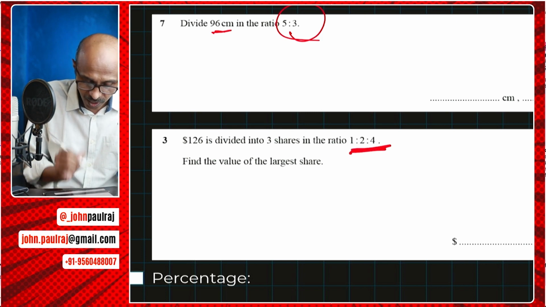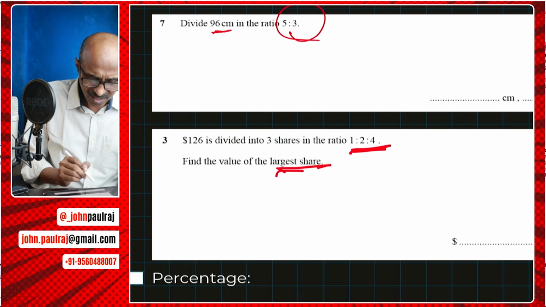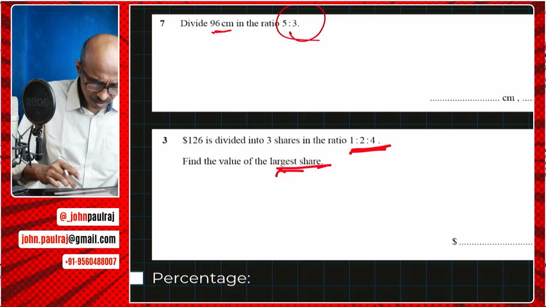3 shares of that ratio and find the largest share. This, I think, has happened only once.